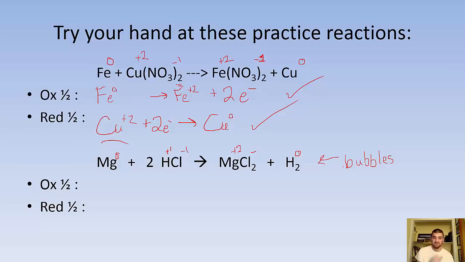Pretty cool stuff. All right, so what was oxidized? Well, magnesium was oxidized. It went from 0 to magnesium +2. How did it do that? It lost 2 electrons. Where do those electrons end up going? That's a good question. They just disappear? No. Those electrons were gained by hydrogen that was being reduced.